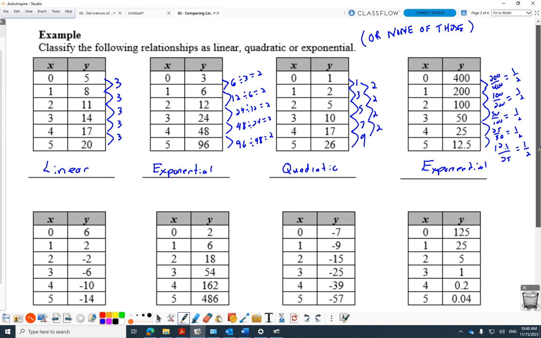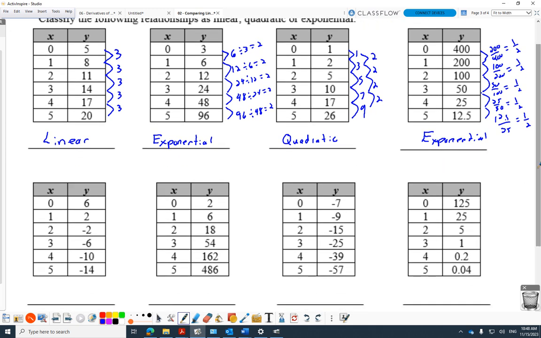I'm just going to scroll down a little bit here. Can you look at this one and know what it is? It's linear because it goes down by 4 every time. I personally don't need to subtract to see that it's going down by 4 every time. But if the numbers are crazy, you might need to subtract to figure it out. But these are all the same. The first differences are equal.